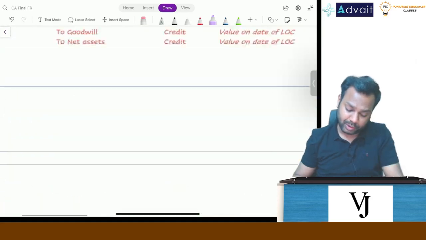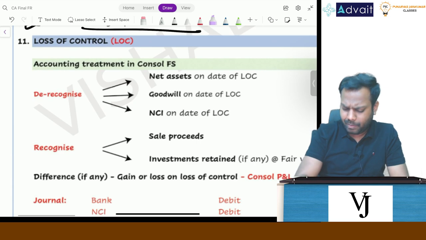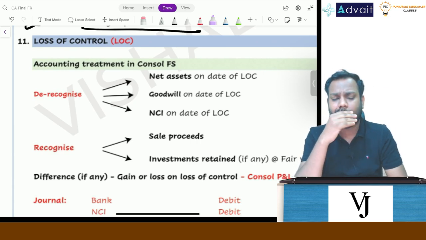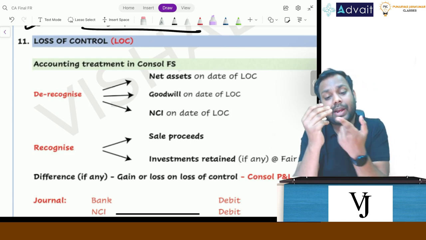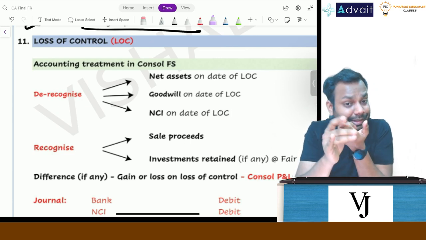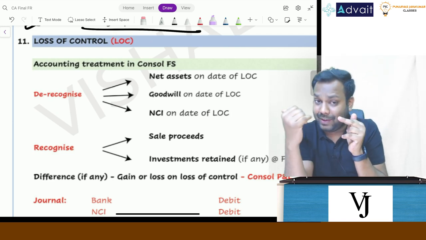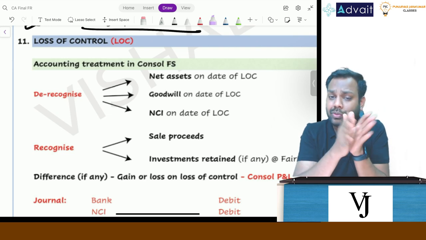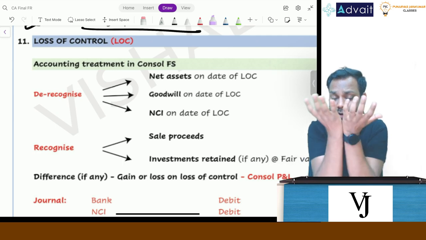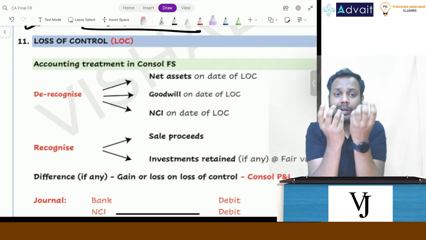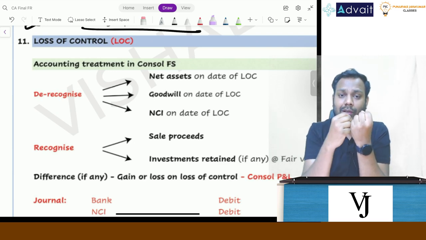Okay, let's move on to the next concept, that is loss of control. Understand, guys, loss of control. But before we study loss of control, tell me, when we gain control on the date of acquisition, what do we do? We recognize goodwill, we recognize net assets, we recognize NCI, we de-recognize investments. We open up the box of investment, and from the box comes net assets, the goodwill, or the NCI.